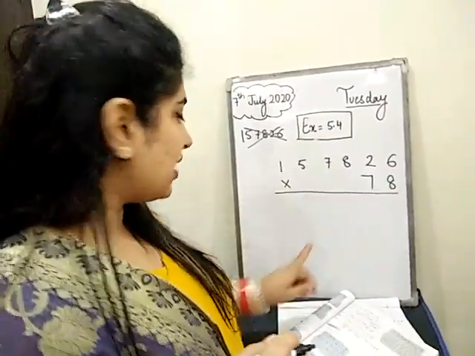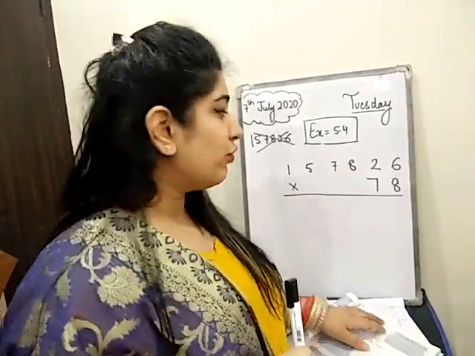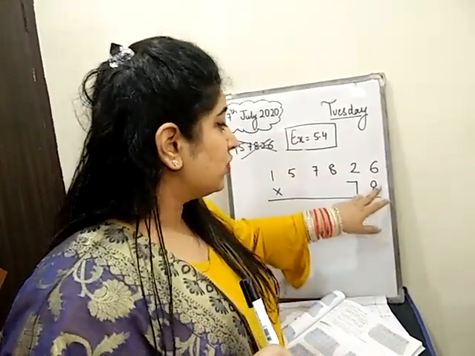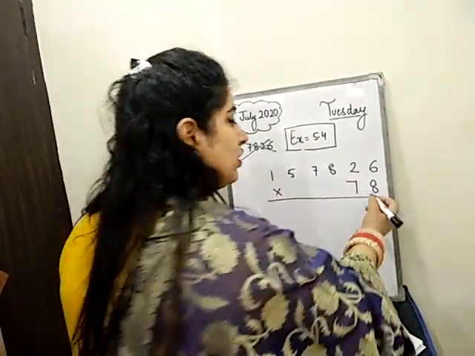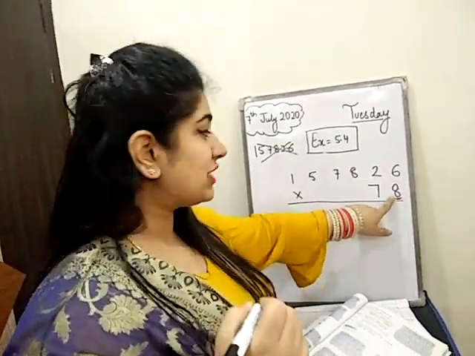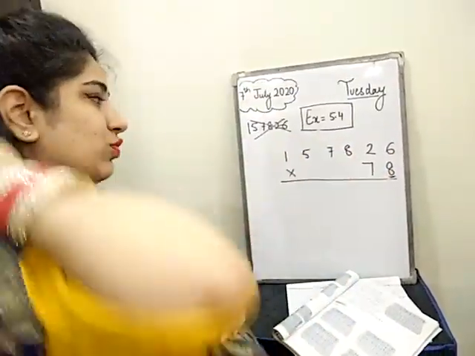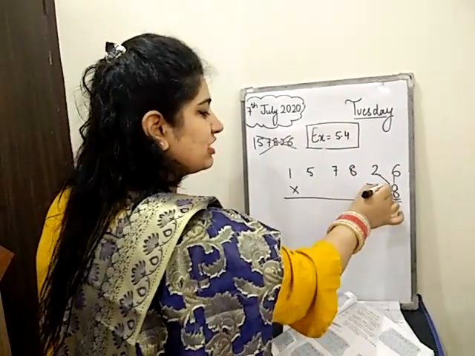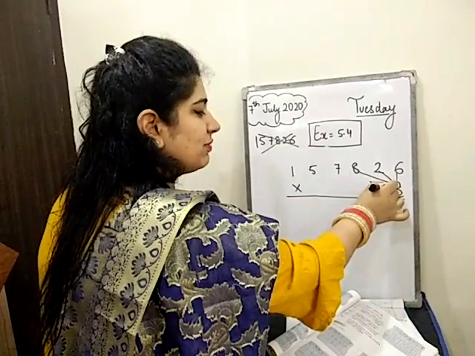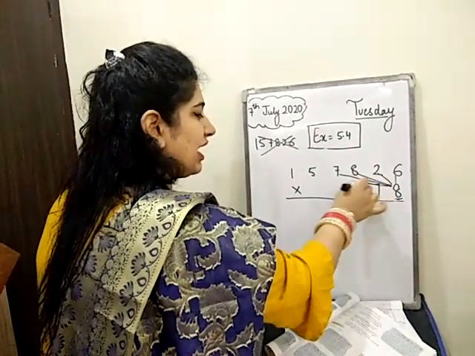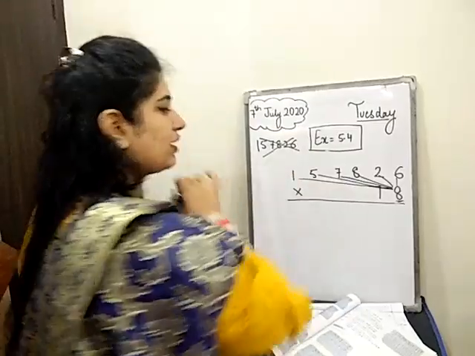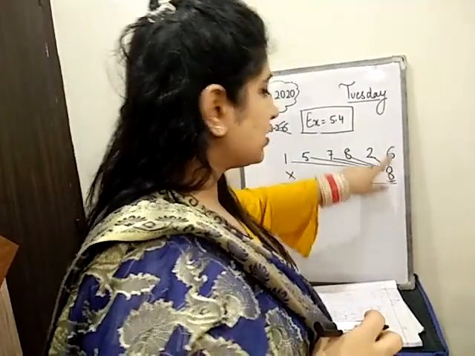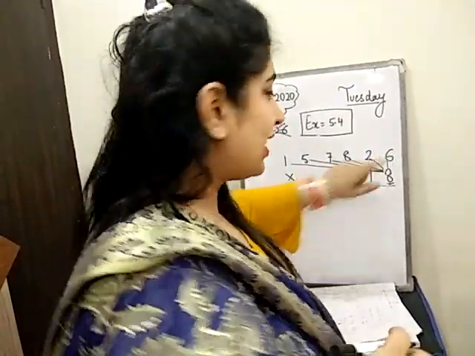Clear? So start multiplication. You all know whenever we have to multiply, we have to start with the right hand side. Very good. So first we will take digit 8. First I will multiply 8 with 6, then 8 with 2, then 8 with 8, then 8 with 7, then 8 with 5 and then 8 with 1. Clear everyone?